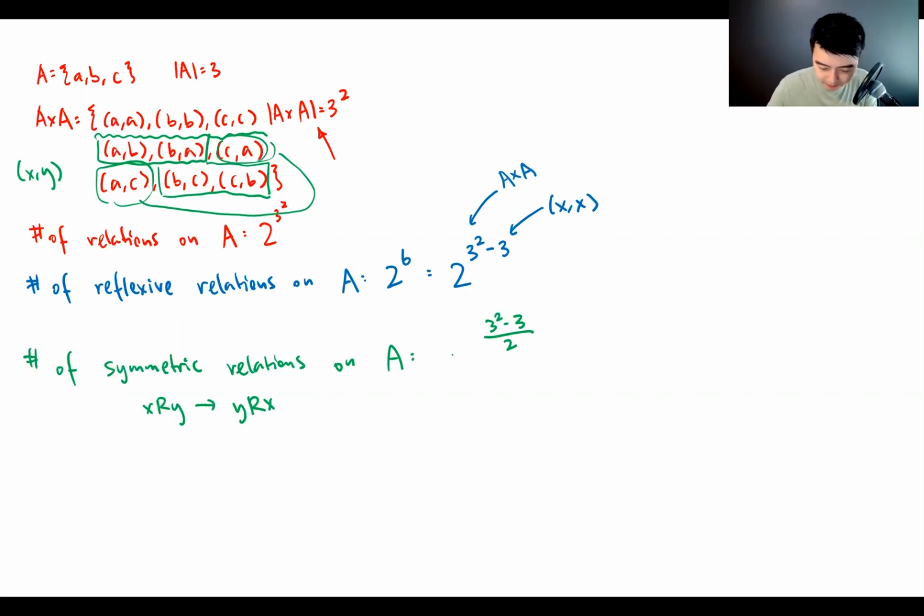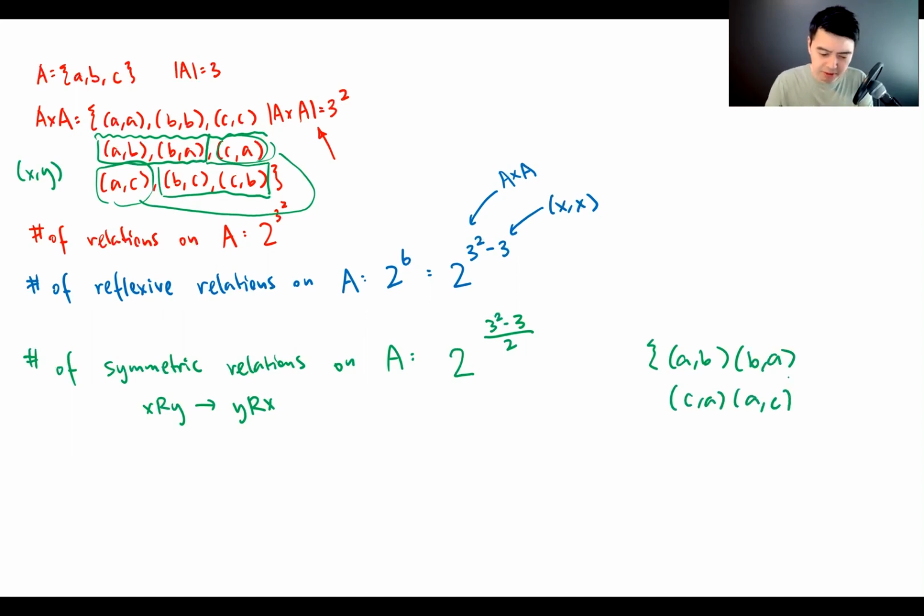So I'm going to have 2 to the power of this, okay? Now, we're not quite done because I did leave out the x x's. Now, how many x x's are there? There are 3 of them. Now, would you agree that if I wanted to make a symmetric relation, so let's say I decide to put AB and BA in there. I also decide to put CA and AC in there.